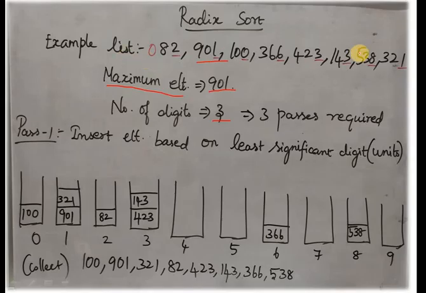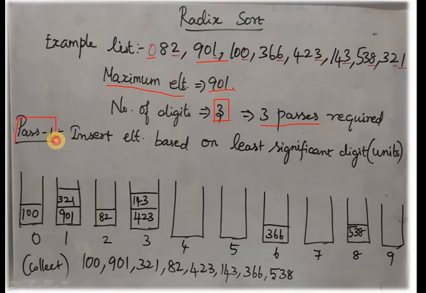So make all your numbers 3 digits. If your list contains 2-digit numbers, make them 3-digit numbers so that you may not get confused while placing the number into the queue. So the number of digits here is 3. So how many passes are required? 3 passes are required. So first pass.